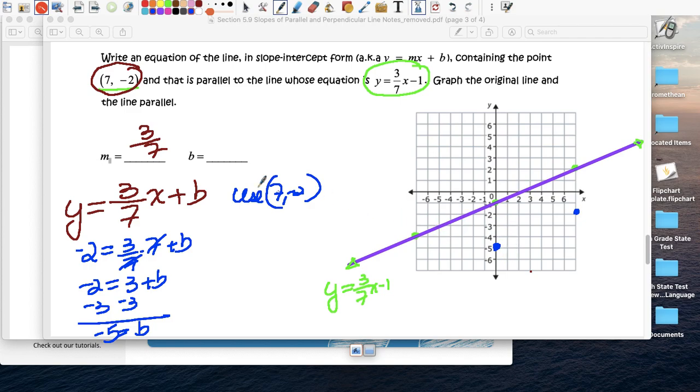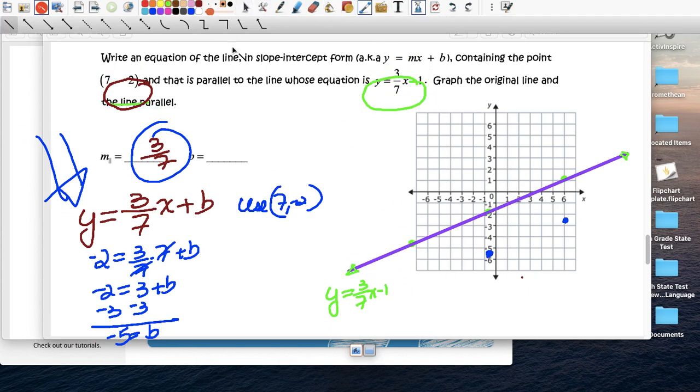And honestly, we could have done this another way. From this point, I could have counted 3 up and down, so 1, 2, 3, and then gone 7 to the left. But I need you guys to practice this part right here, finding b.